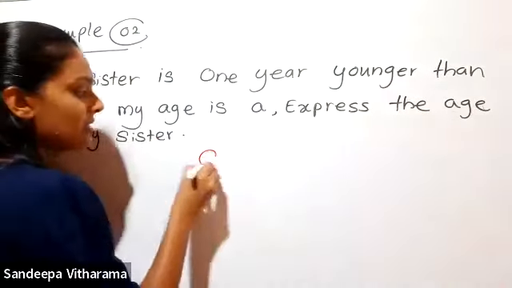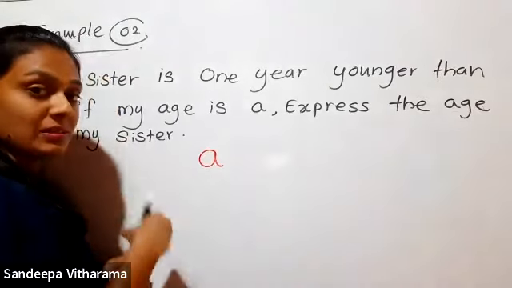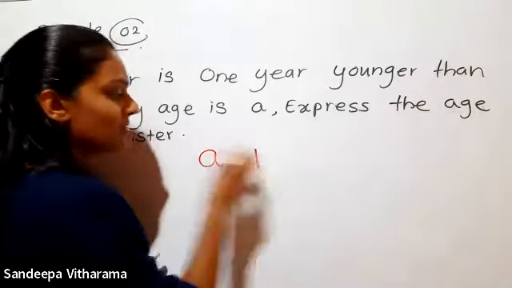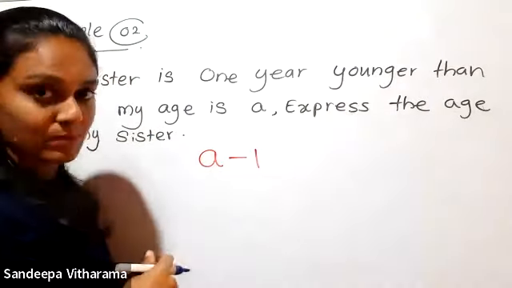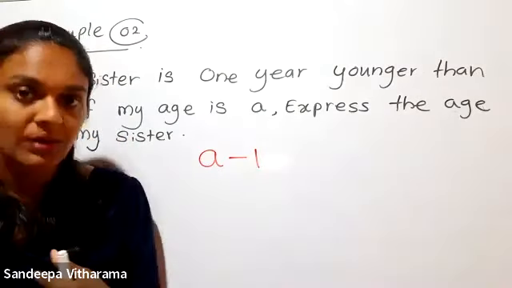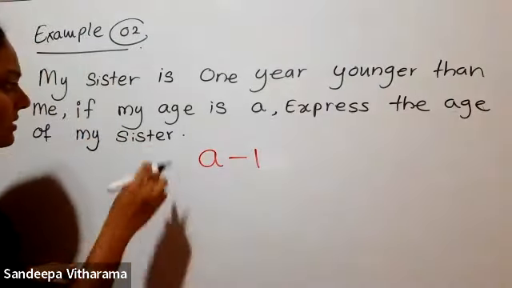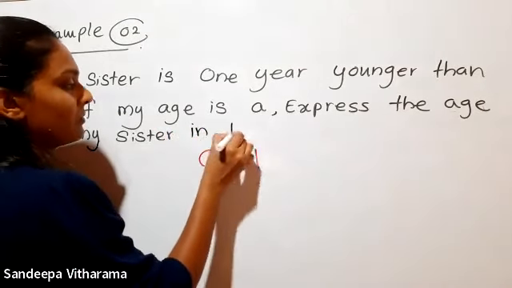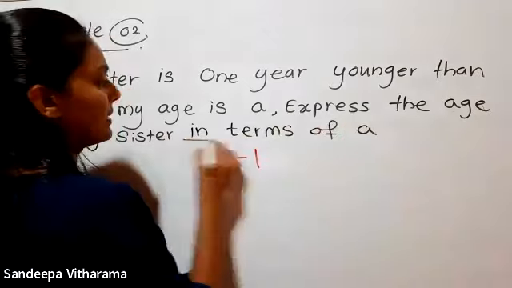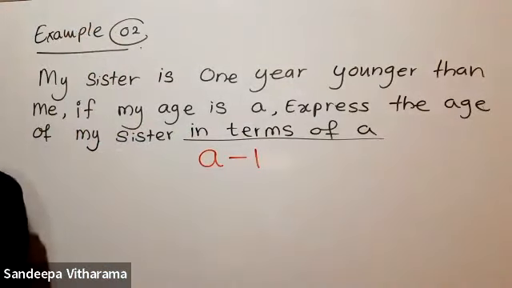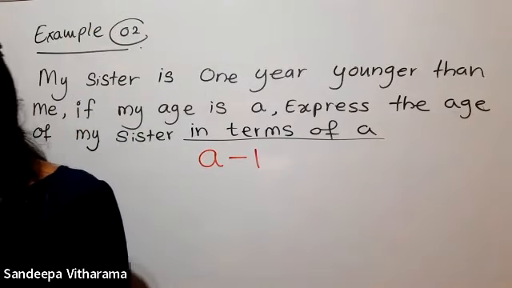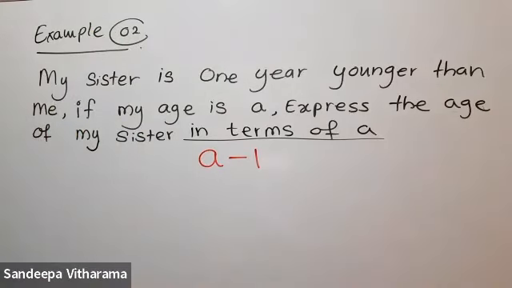Then what is my age? It is A. My sister is 1 year younger than me, so I have to subtract 1 to express the age of my sister in terms of A. මෙහෙමත් ලියාගන්න ඕනේ ගානේ අගට. Okay. Did you understand this one?